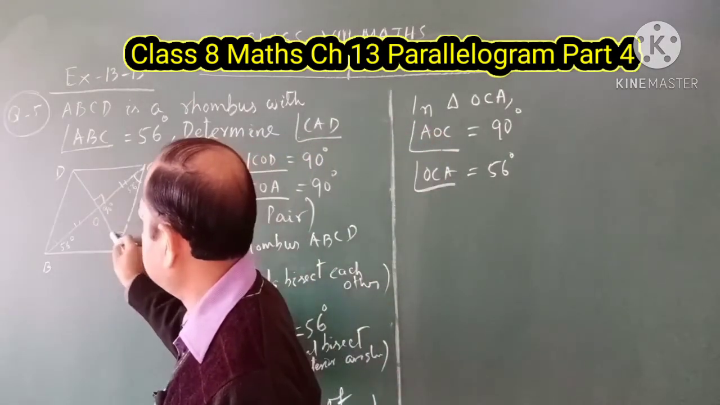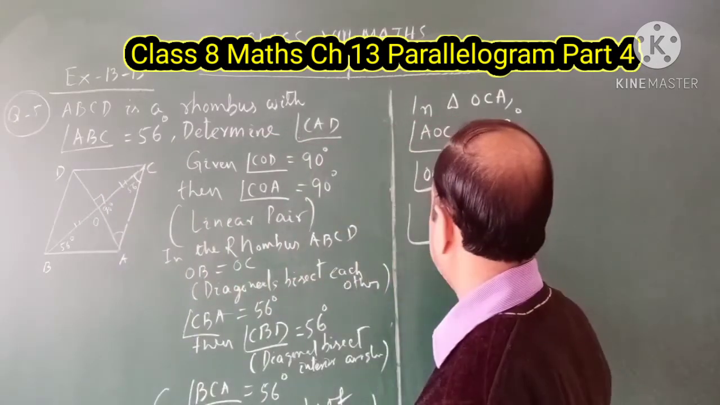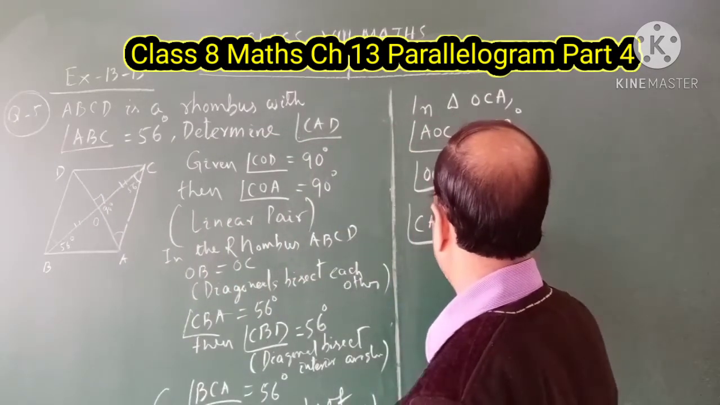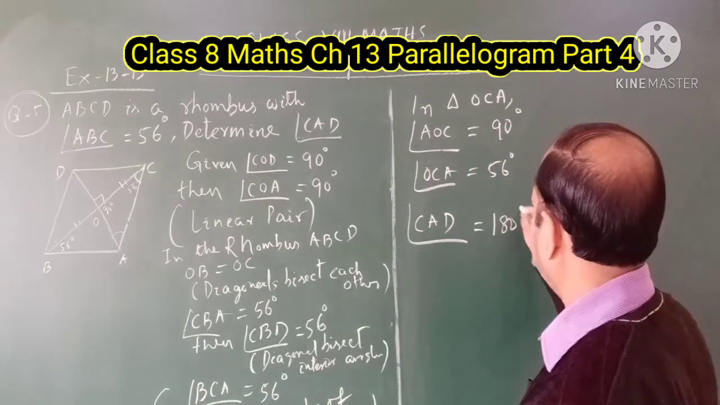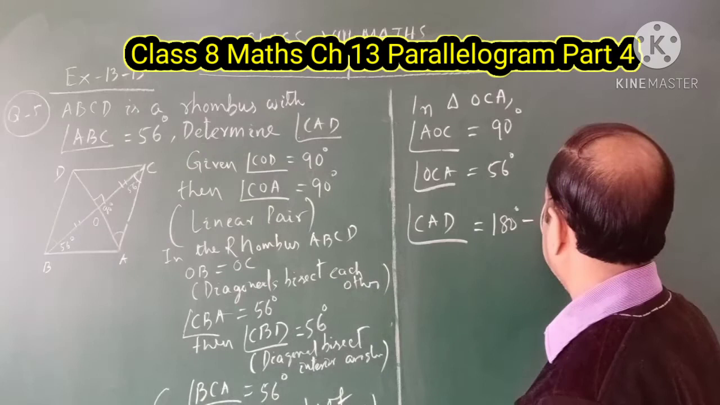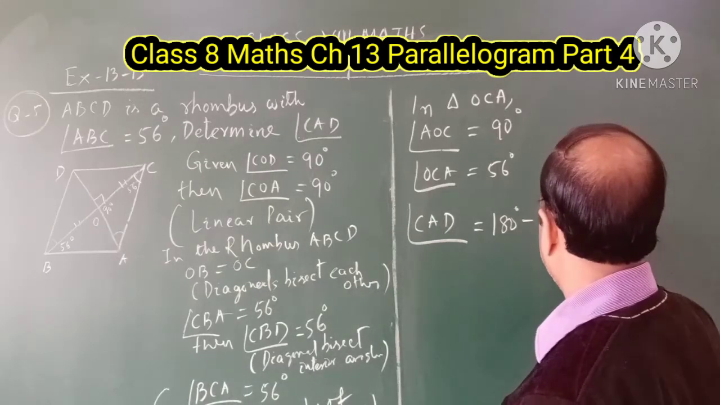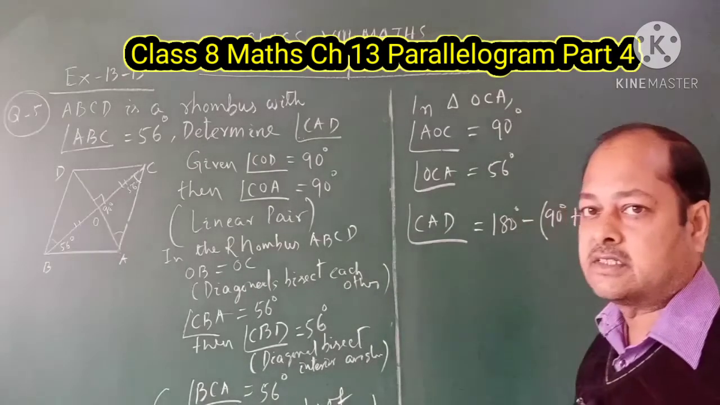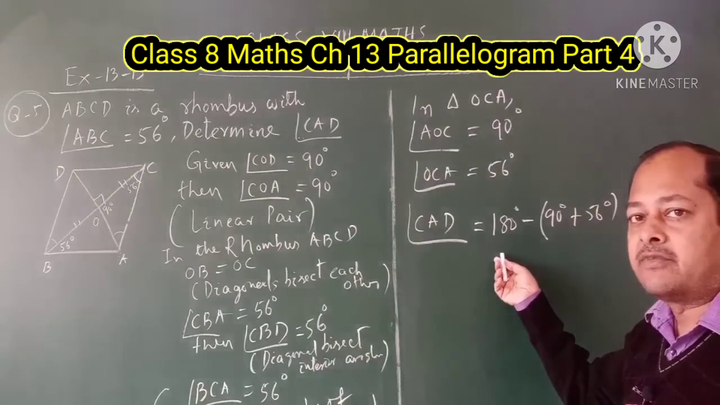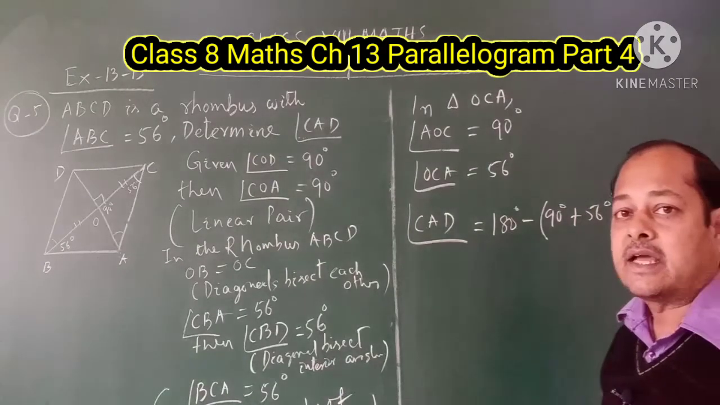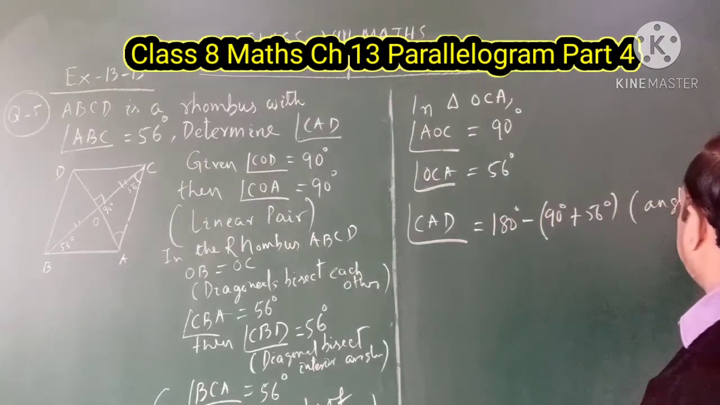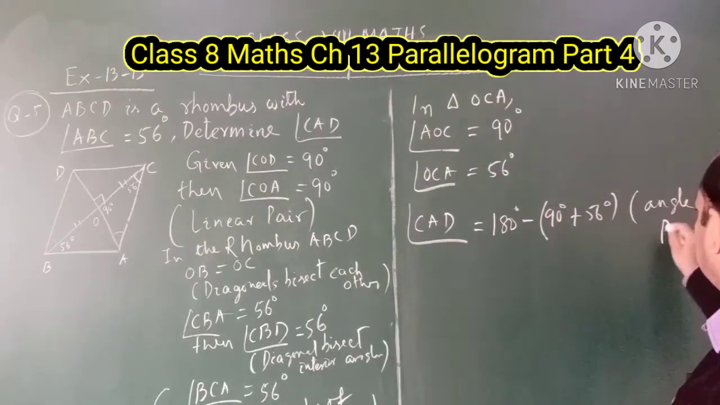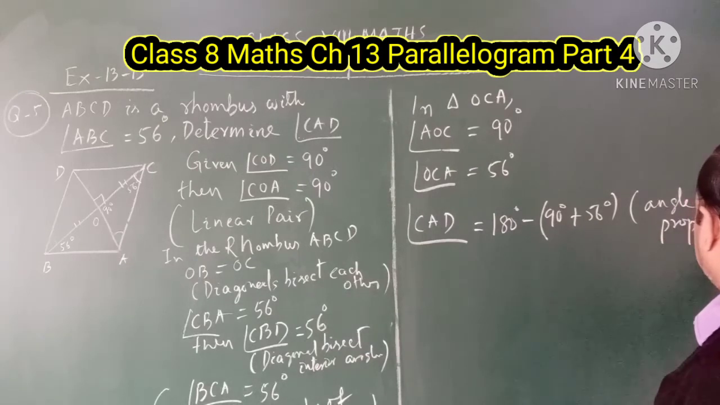CAD angle, this angle you have to find out. So angle CAD equals 180 minus (90 degree plus 56 degree). What is the reason? Why minus from 180? Because it is the angle sum property. Okay, in bracket you can write down angle sum property of triangle.